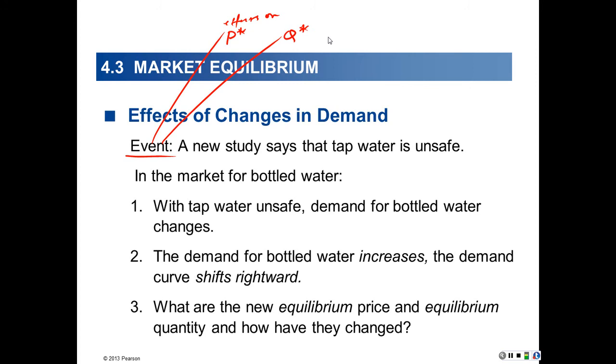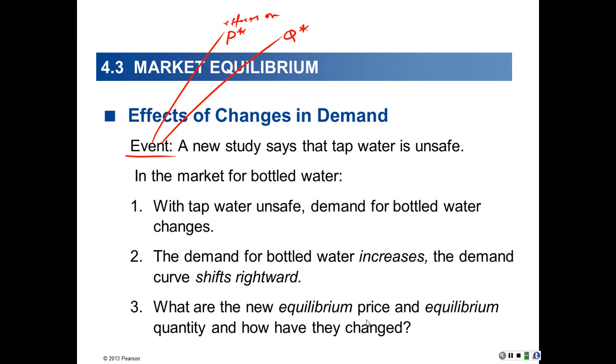So the event is, a new study says that tap water is unsafe. What's going to happen in the market for bottled water? Now, before you jump to your answer, which may sort of intuitively come to you, I don't want you to do that. I want you to instead work through this by drawing the appropriate diagram: market demand, market supply, etc. Okay? So that's the kind of training that I wish to impart to you. You don't jump to the answer right away because common sense can sometimes be wrong. I'd rather you work through this formally. Okay?